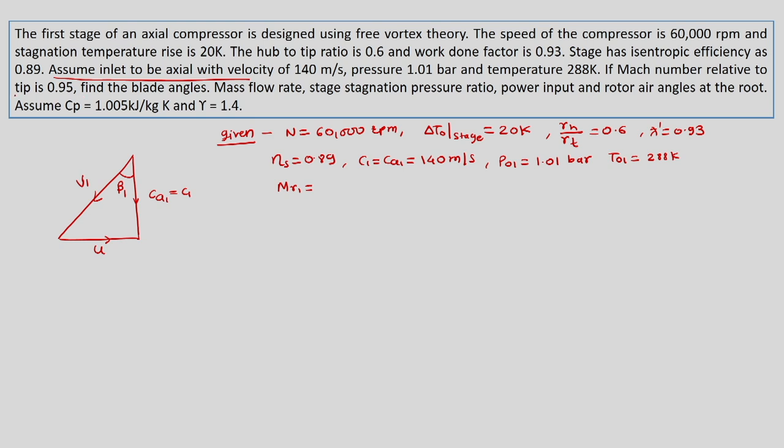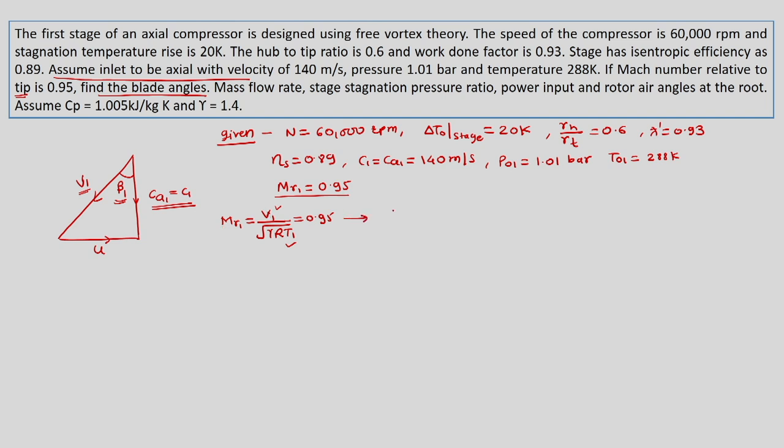It is important, we are told, to do everything at the tip. And that tip Mach number with relative velocity is 0.95. Having said this, we can find out the blade angles. So for that we have to find out beta. Beta can be found out if we know any of the other velocities. We know just C1 at this moment, but we are given MR1, so we have a hint that we can find out V1. Since MR1 is equal to V1 upon square root of gamma R T1, here we are knowing it to be 0.95. So if we know T1, then we can find out V1.